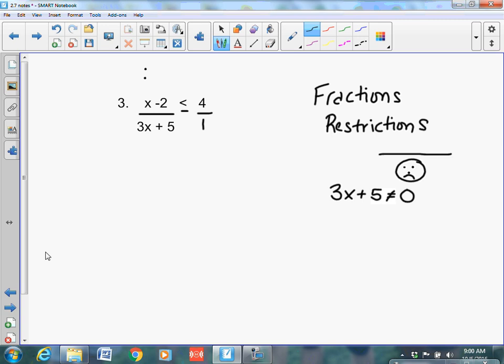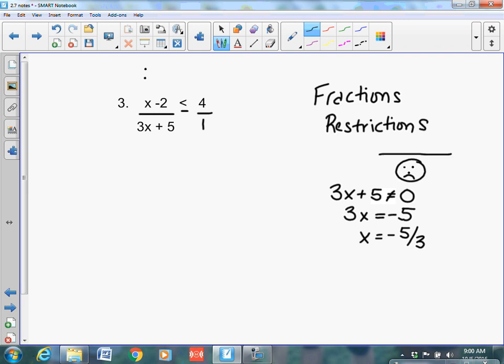And what is that number going to be? 3x equals a negative 5. x equals a negative 5 thirds. That's not an answer to the problem. That is the restriction to the problem, right? If x turned out to be negative 5 thirds, you would have a nasty little 0 in the denominator, and that wouldn't be good. So that's called the restriction.